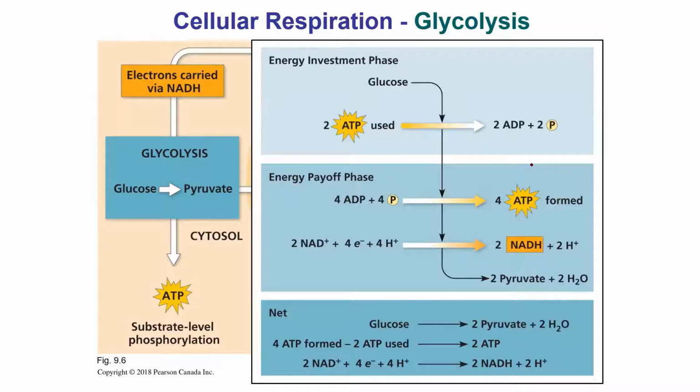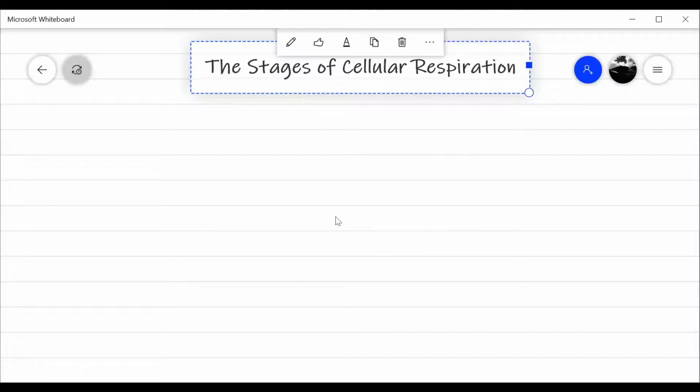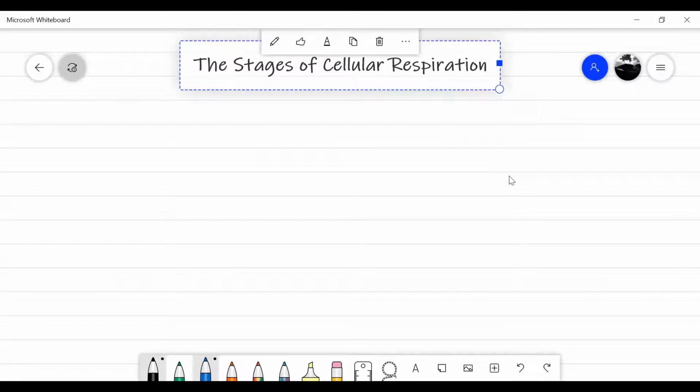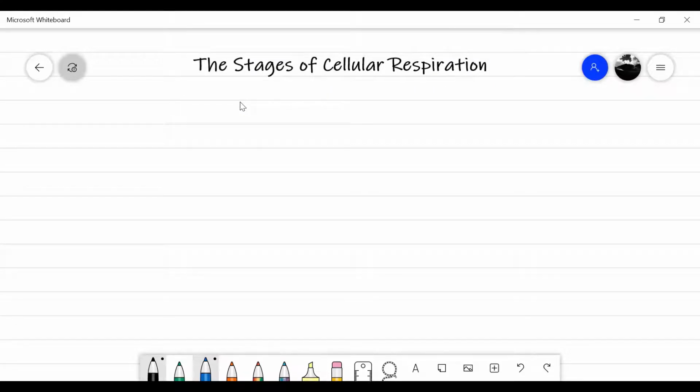I want to talk about glycolysis, but before I get to it, I'm going to draw a picture for you. I just need to share my whiteboard. Where is my whiteboard? There it is. Okay, I'm going to draw a summary of the stages of cellular respiration. Hopefully you can all see that. There's my title, Stages of Cellular Respiration. First, I'm just going to define for you what you need to know.